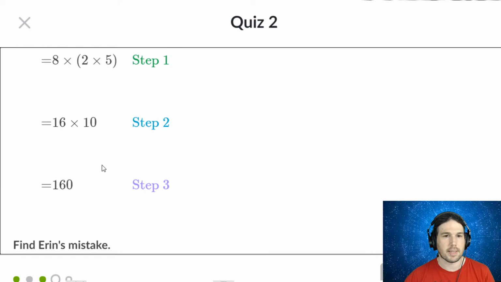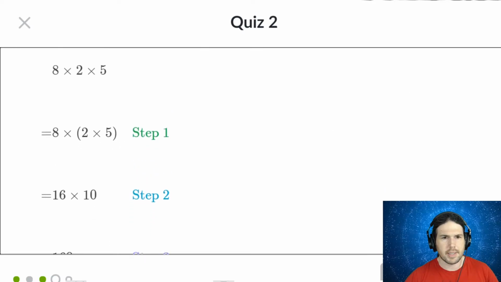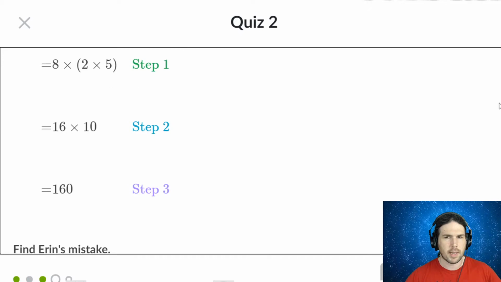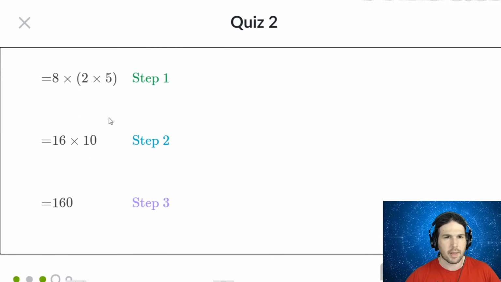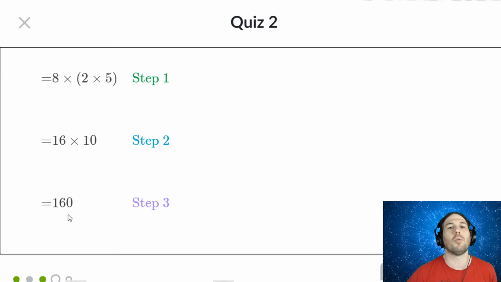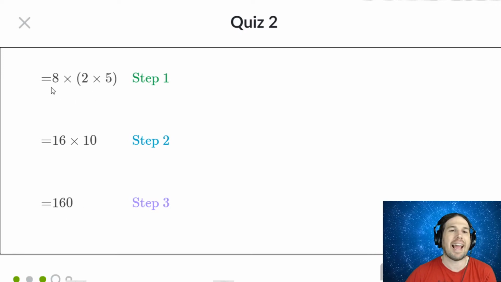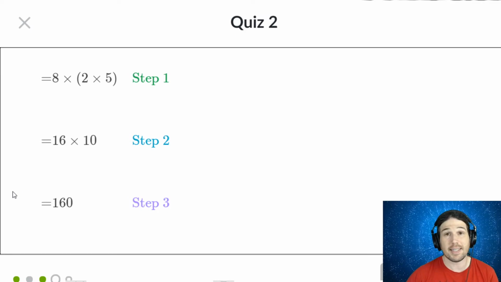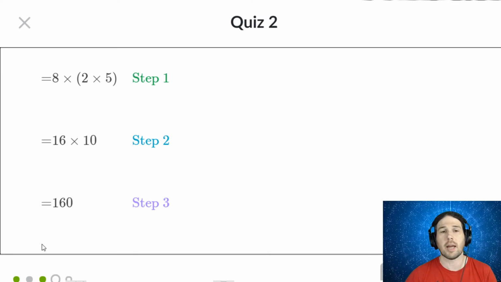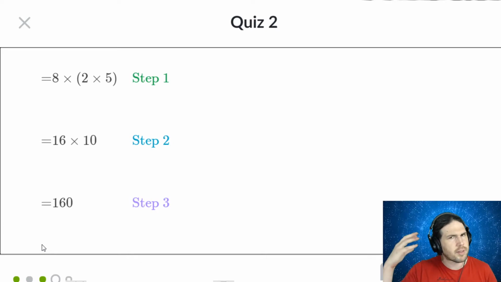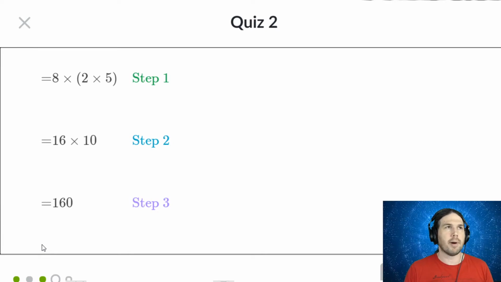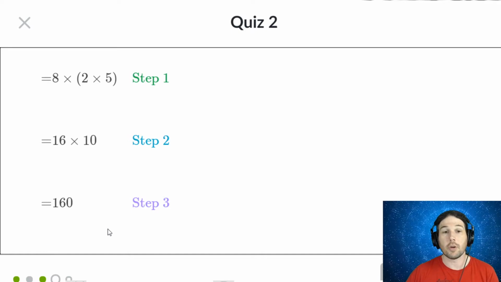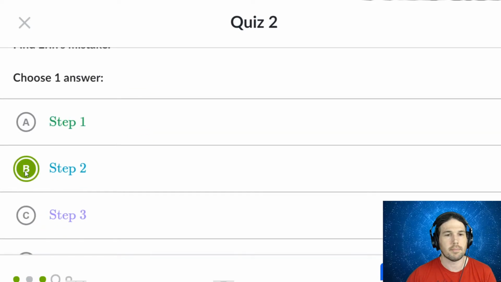Let's see, this actually looks correct to me. Erin did 8 times 2 times 5. I guess Erin is ambiguous, so I'll say they dropped parentheses around the 2 times 5. 2 times 5 is 10. Oh, wait, where did the 16 come from? Oh, they multiplied both the 5 and the 8 by 2. And yes, this is a mistake that I see students make in high school all the time. Somehow they think, well, do I have to multiply the 2? They're thinking about distribution, but it's easy to mix things up. So no, the answer is actually 80, and the mistake is in step 2.